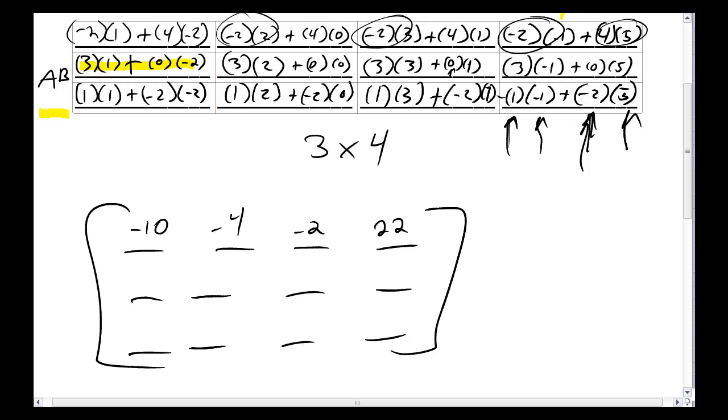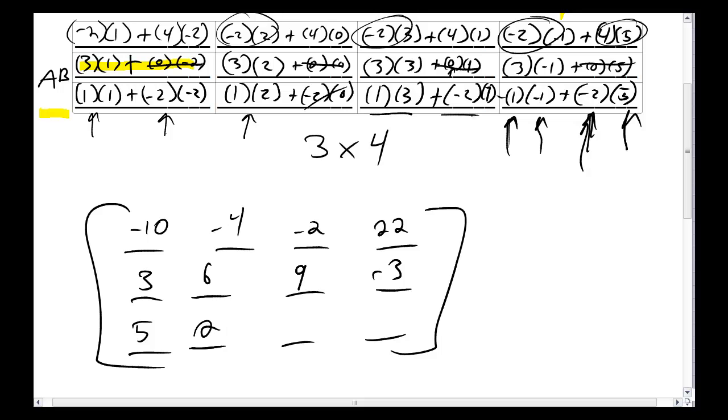Go down to this row. Notice all of these guys have a 0 as a second term, so I'm not going to have any calculation to do there. This is going to give me 3. 3 times 2 gives me 6. 3 times 3 gives me 9. 3 times negative 1 gives me negative 3. Finally here I have 1 and positive 4, so that's going to give me 5. 2, that 0 is going to make it just 2.